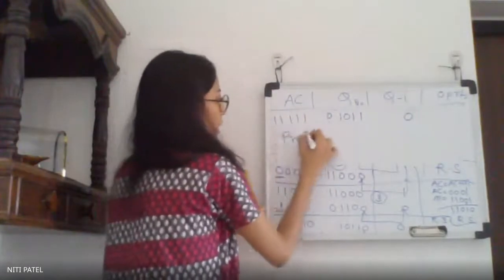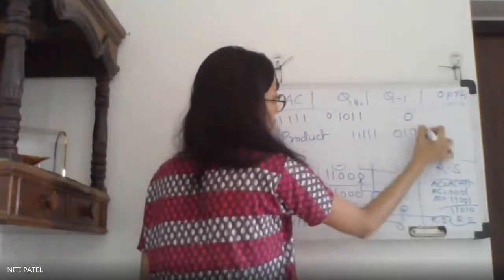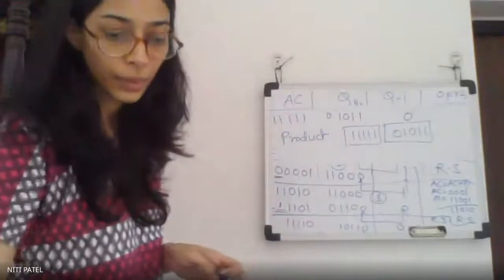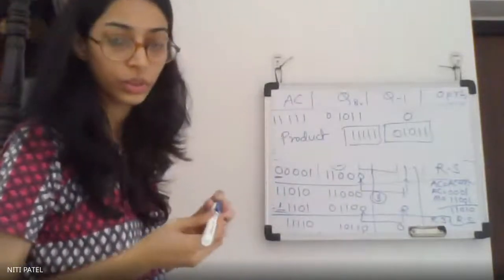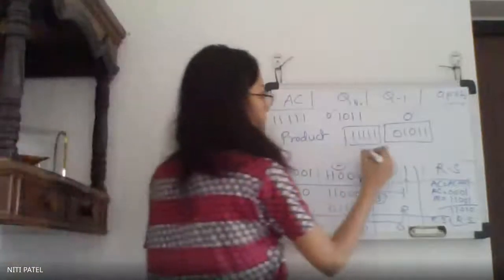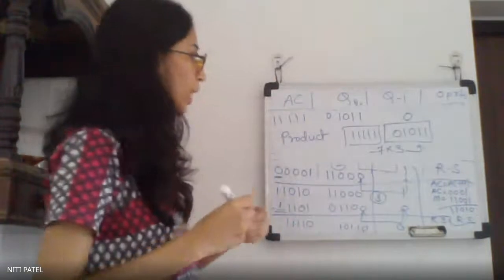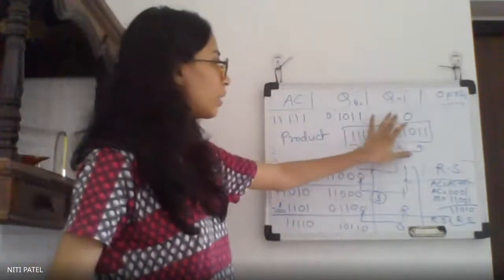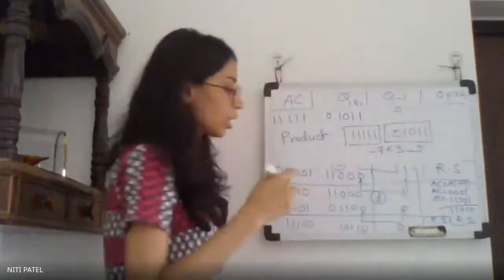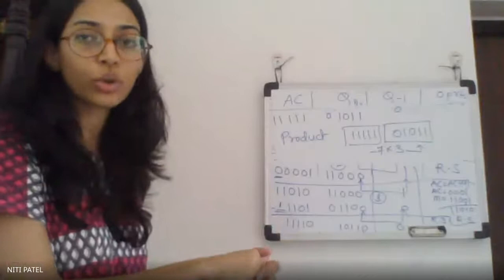So my product is content of AC and content of Q. So result of minus 7 into 3 is contents of AC as all 5 ones and content of Q as 0, 1, 0, 1, 1. Is it understood?